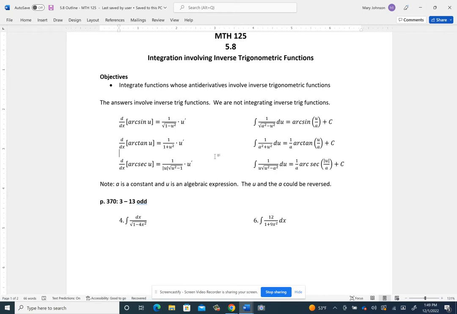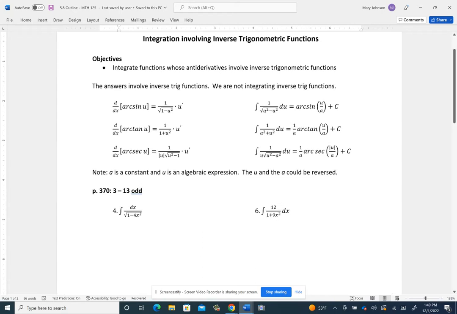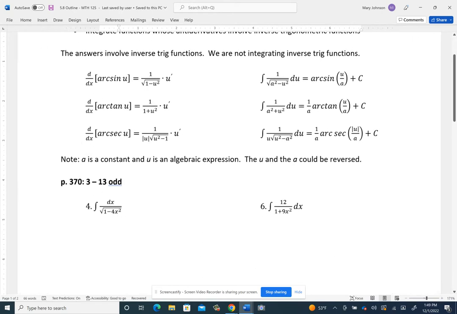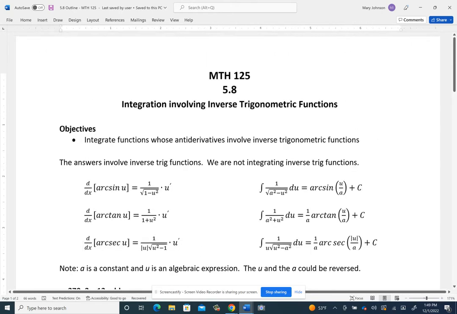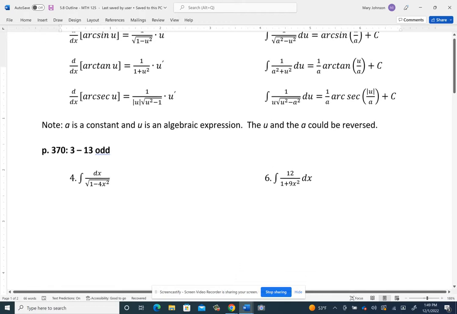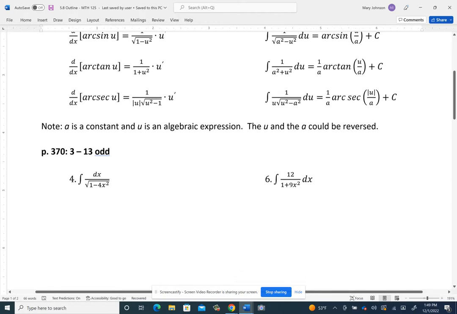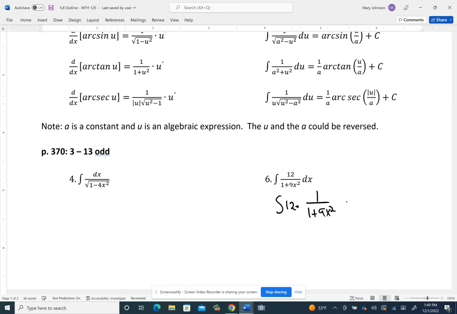All right, so I want you to look at question 6 for just a minute to understand why we need these formulas. But I don't want you to write down what I'm about to write down. What you might think you would do on this one would be to see the problem as though it's 12 times 1 over 1 plus 9x squared dx. Think of it kind of like that.